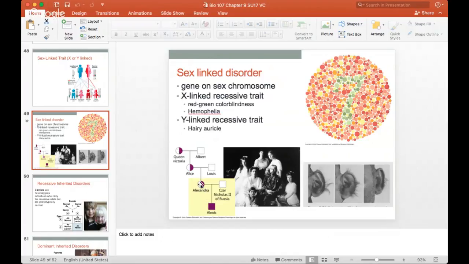So if a girl gets 1 copy, she will not show the phenotype. For X-linked recessive disorders, if a girl gets 1 copy, she is not going to show the phenotype. A girl has to get 2 copies to show the phenotype for either colorblindness or hemophilia, which is the other common one that we talk about. A male only has to get 1 bad copy of an X to show the phenotype because he does not have a second X. He has 1 X and then he has a Y.